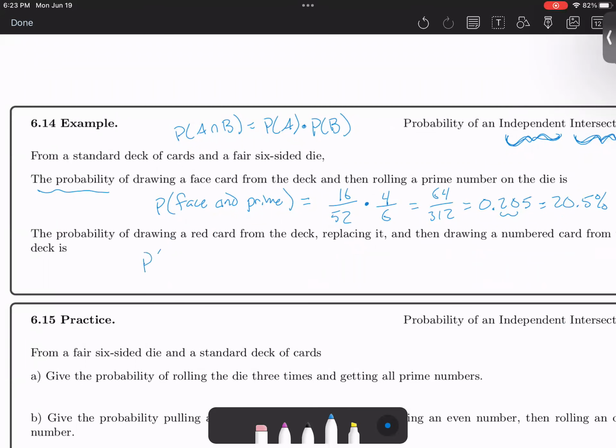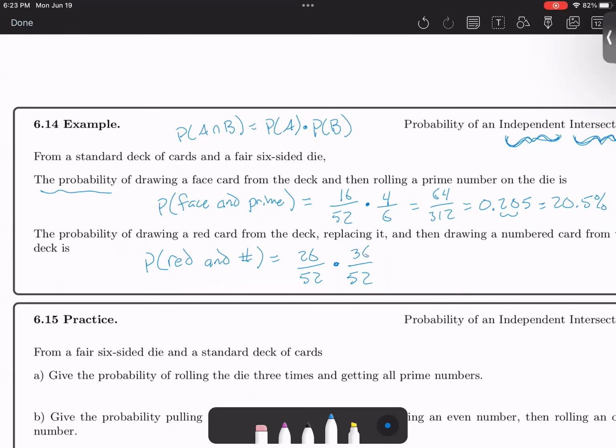So the probability of the first card being red and the second card being numbered, out of the 52, there are 26 cards that are red. On the second draw, because I replaced it, there's still 52 options. And how many of those are numbered cards? Each of my 4 suits has 9 numbered cards. So there are 36 different numbered cards inside that deck of 52 cards.